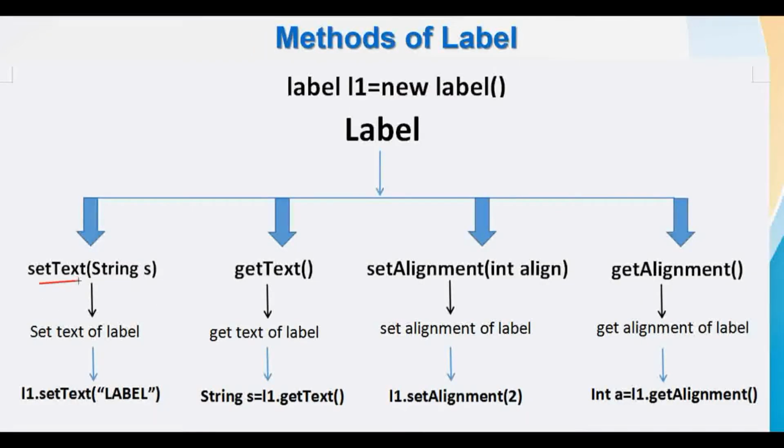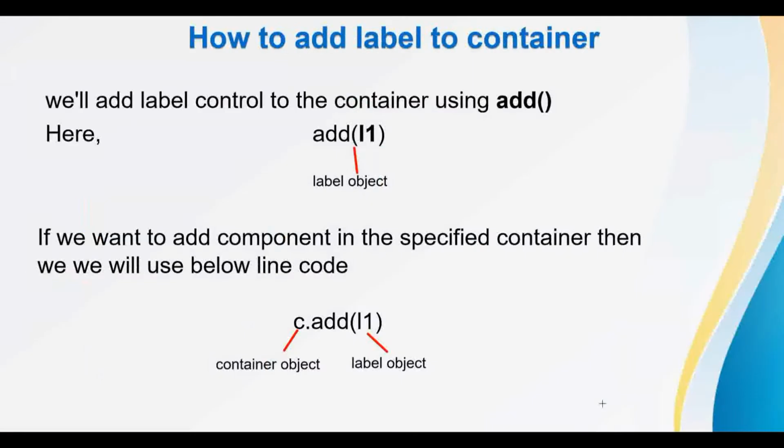Our first method is setText, used for setting the text of a label, and we use this method like this, in which L1 is the object of label as given on the top of the screen. The second method is getText, which is used to get the text of the label, and this method is used by storing the value of the getText method in a string value. Third is setAlignment. It takes an integer as a parameter which will set the alignment of the label text. We will use this method like this. The last method is getAlignment, in which we get the alignment value of the label and we have to store the result of this method in an integer value.